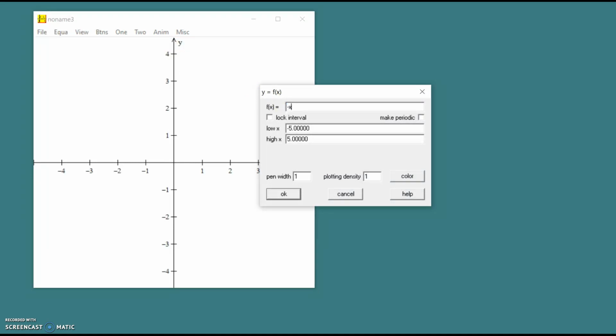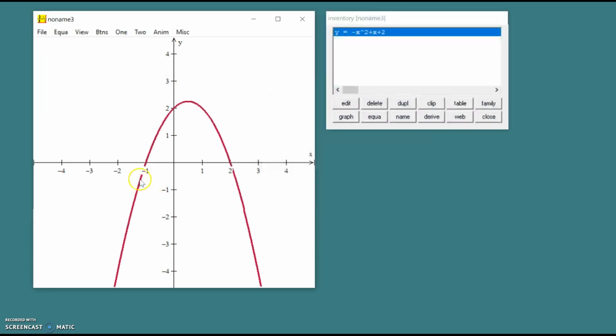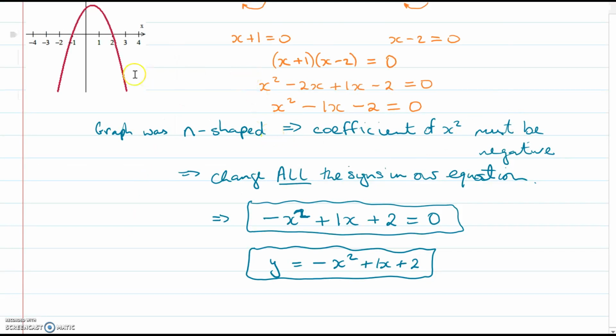Negative x squared plus x plus 2. And hopefully we have this curve that goes through. It has intercepts at x equals -1 and x equals 2. So if we compare that to what we have here, x-intercepts at -1 and at 2, it's the same curve.